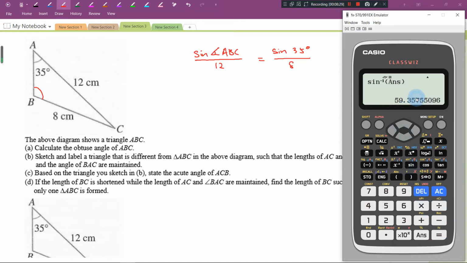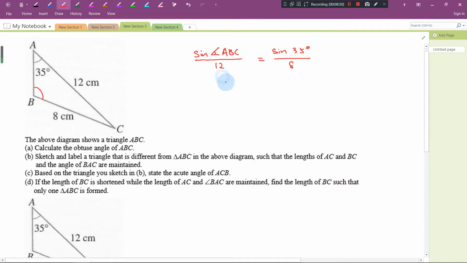This is the angle, but the question is asking for the obtuse angle, so we know this is not the answer. To get the obtuse angle, I need to take 180 minus the answer that I got just now. So this is the answer that we want for this question. If you don't want to do it this way, you can do it this way: sine angle ABC is equal to sine 35 degrees over 8 times 12. You can press this one first.